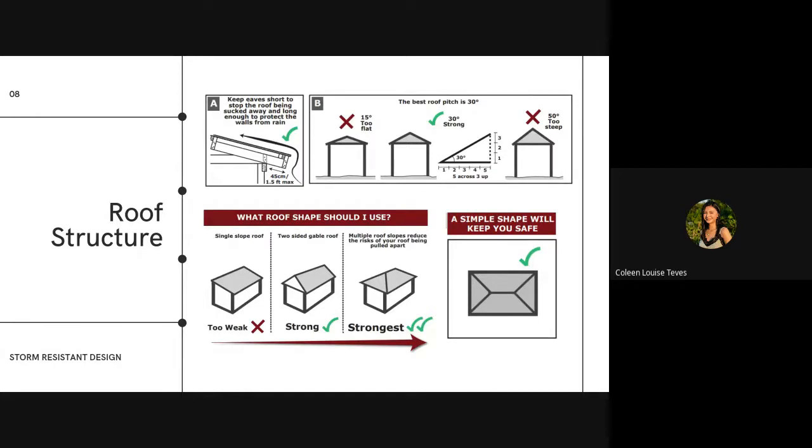So here are some tips on the roof structure that avoids tipping the structure or the roof over. A is to have a smaller eave, 45 cm max, but long enough to protect the walls from the rain.